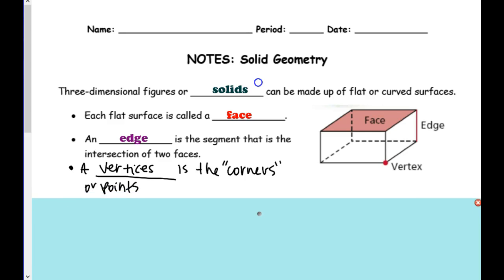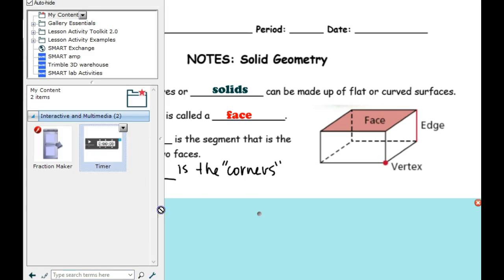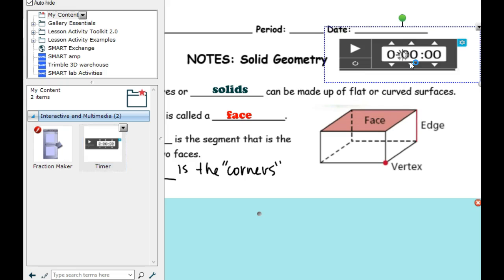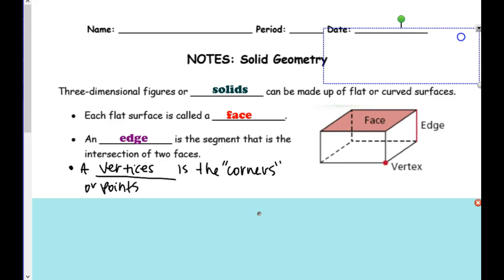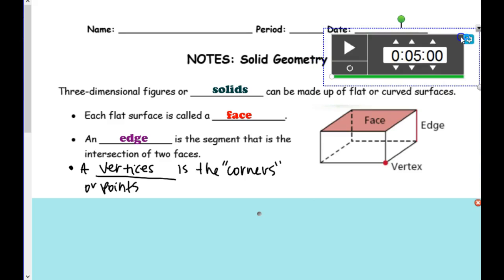People don't tend to write fast enough unless they get a little timer. So let's do a little timer here. All right, go ahead and write those down, please.